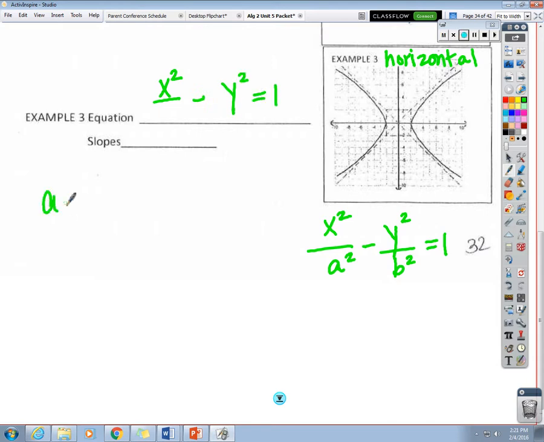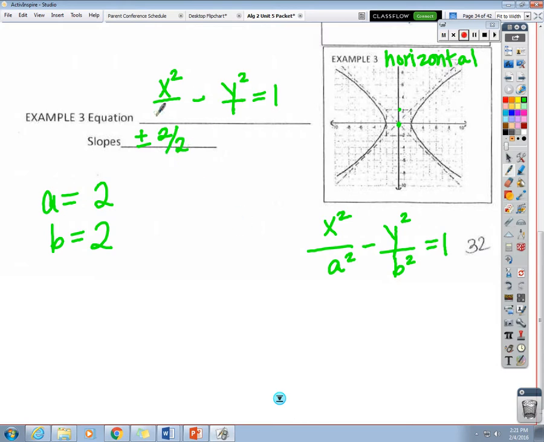Now, obviously, to actually fill this equation in with the correct values, we have to know what a and b equal. Well, a is paired with the x, which is the horizontal distance from the center, and that's how many units? 2, right? And then b is paired with the y, which is the vertical distance from the center, and that is also 2. So doesn't that kind of make your slopes easy? You don't really have to think about it. It's just plus or minus 2 over 2, or plus or minus 1.